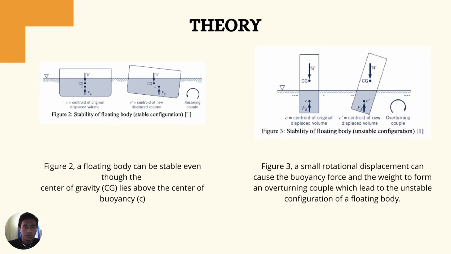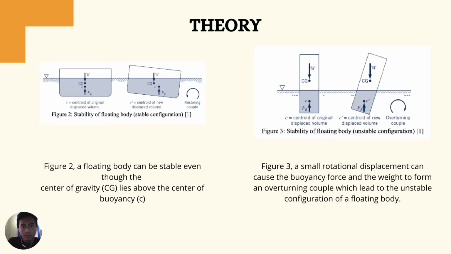So for theory, as you can see in our slide, it shows figure 2 and figure 3, which explain the stability of the floating body. For figure 2, which is stability of floating body for stable configuration, it explains that if the center of buoyancy CB is greater than center of gravity CG, the floating body can be stable even though the center of gravity lies above the center of buoyancy.